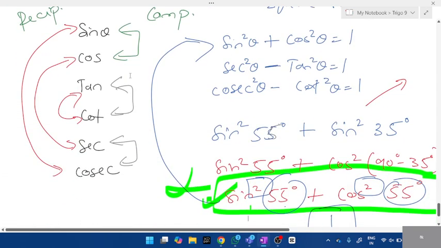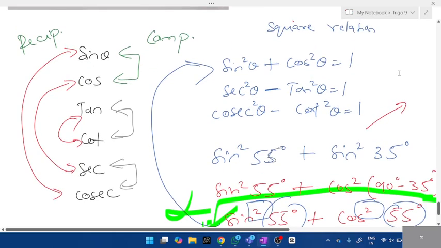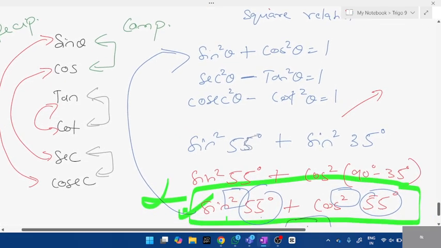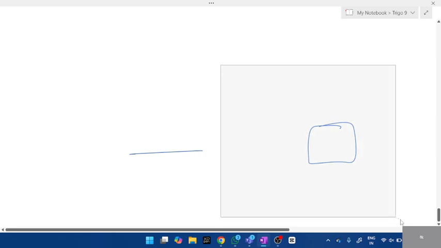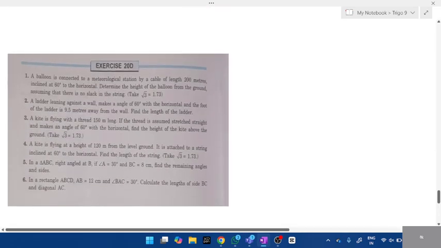Even without looking at the textbook, you should know what are the different topics we have covered: tables, reciprocal, square relation, quotient relation, complementary angle. And keep practicing the table, students, till the last. Even next year, this will get repeated, so don't forget how to write the table. Okay, first question. We'll start solving the first one.